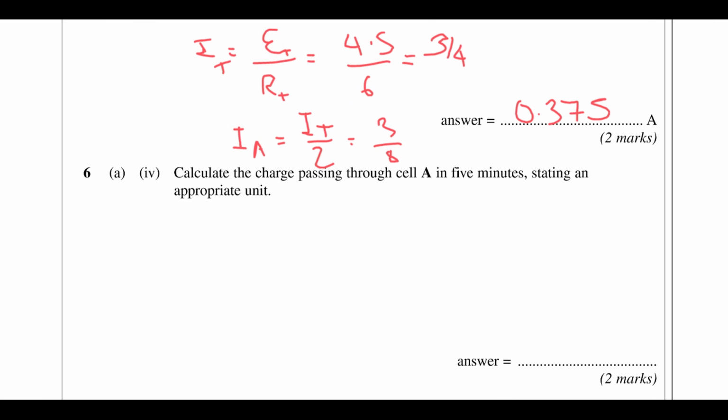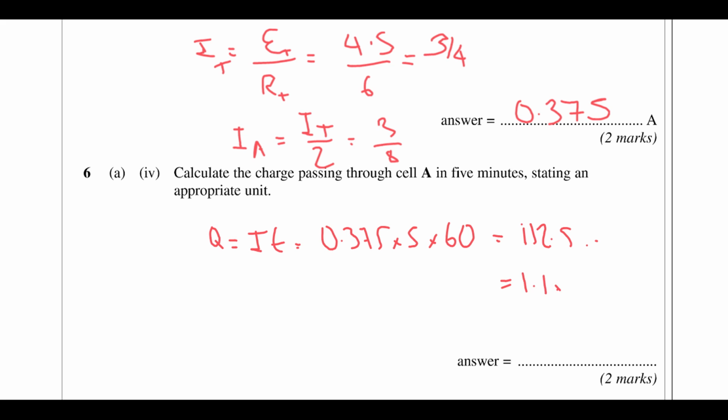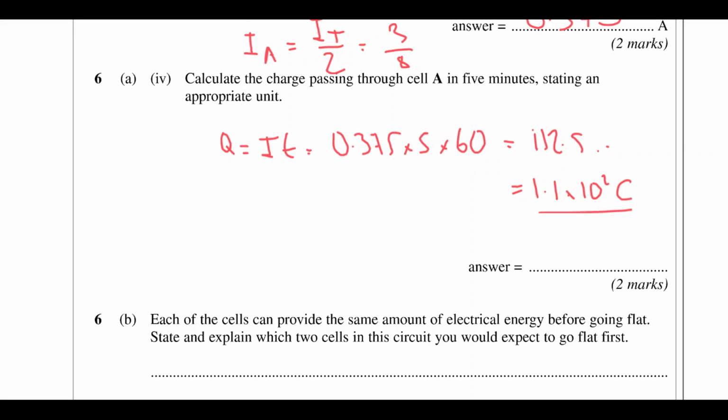Then it wants to calculate the charge passing through cell A in 5 minutes. So charge is current times time. So it's 0.375 times by 5 times by 60. And let's calculate 0.375 times by 5 times by 60, and we get a value of 112.5, which is 1.1 times 10 to the 2 coulombs. So the appropriate number of significant figures there with the right unit of coulombs.